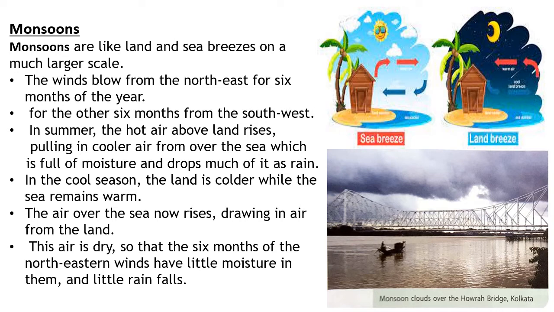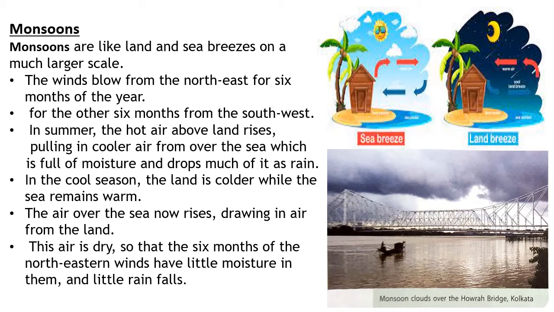In summer, the hot air above the land rises, pulling in cooler air from over the sea, which is full of moisture and drops much of it as rain. In summer, the air from the land rises above, and it brings cooler air from the sea, which is full of moisture, which has water droplets in it, and it falls in the form of rain. That is why we have rain during the summer.